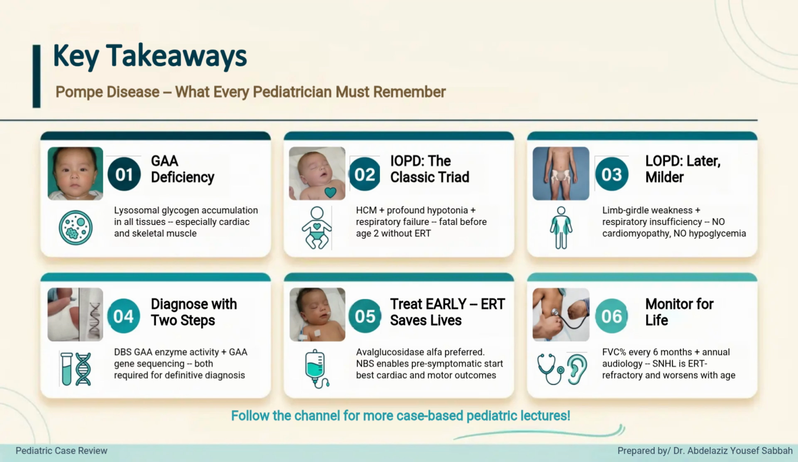3. Late-onset disease is later and milder, with limb girdle weakness and respiratory insufficiency, but no cardiomyopathy and no hypoglycemia. 4. Diagnosis takes 2 steps: dried blood spot enzyme activity plus gene sequencing, both required. 5. Treat early because enzyme replacement therapy saves lives, with avaloglucosidase alpha preferred and newborn screening enabling a pre-symptomatic start. 6. Monitor for life, with forced vital capacity every 6 months and annual audiology, since sensory neural hearing loss is refractory to therapy and worsens with age.